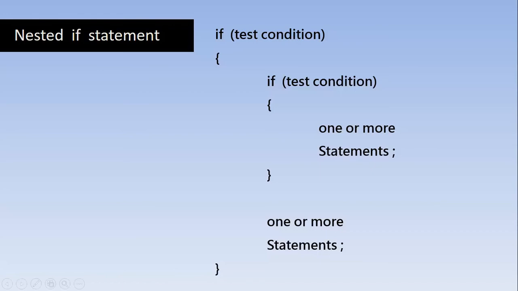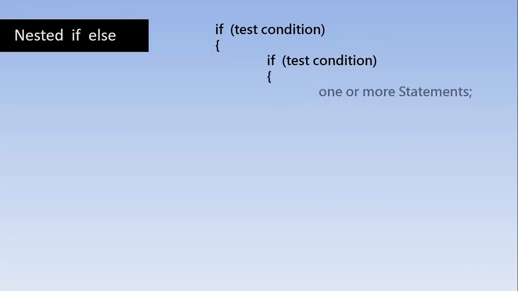So it checks for another condition which is here, this second if, the inner if, right? If this condition is evaluated true, this inner block will be executed. These statements will be executed only when this condition is true. So the execution of these statements is dependent on the truthness of both these conditions, right?